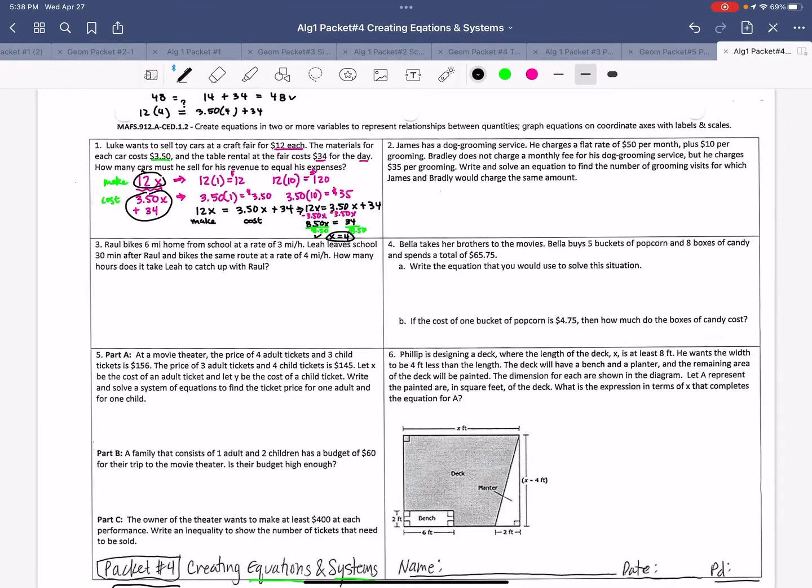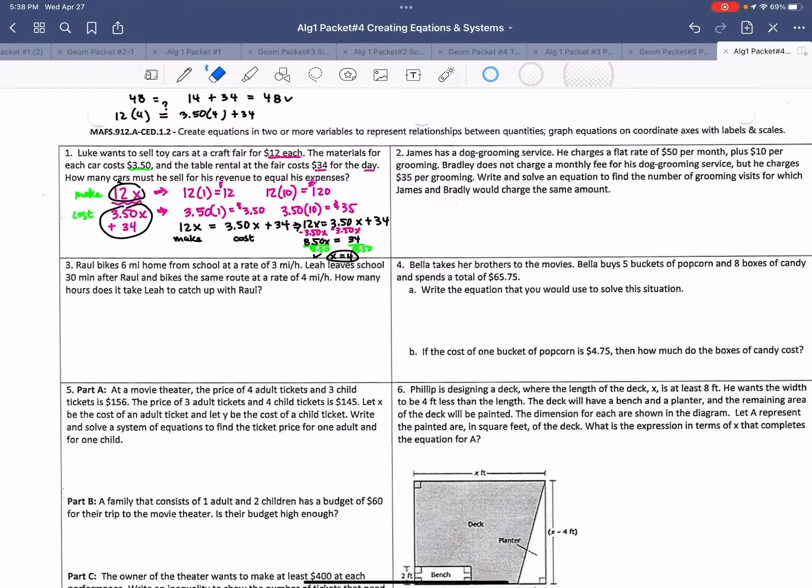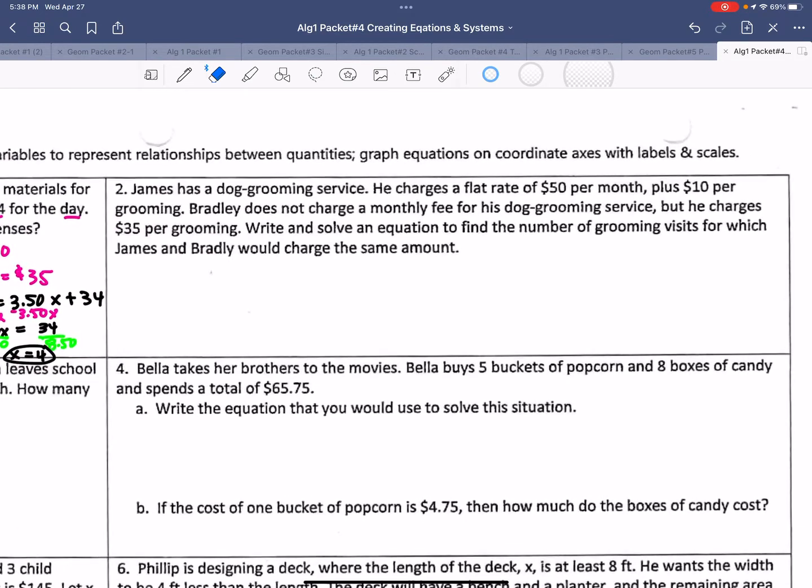Neat. Okay, so let's read another one. Jamie has a dog grooming service. He charges a flat rate of $50 per month. So 50 times m would be the total. If I knew how many months, it would be $50, and then I just multiply by how many months it's including. He charges a flat rate of $50 a month plus $10 per grooming. So plus $10 for the grooming.